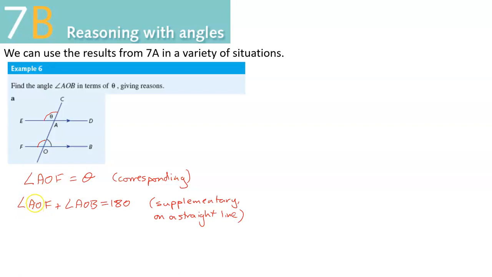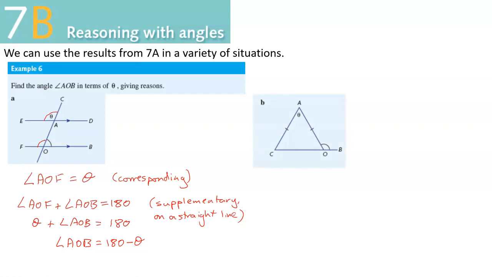So I can substitute theta in for AOF. Theta plus angle AOB equals 180. Then I can subtract theta from each side, and angle AOB equals 180 minus theta. In our second example here, I have an isosceles triangle.